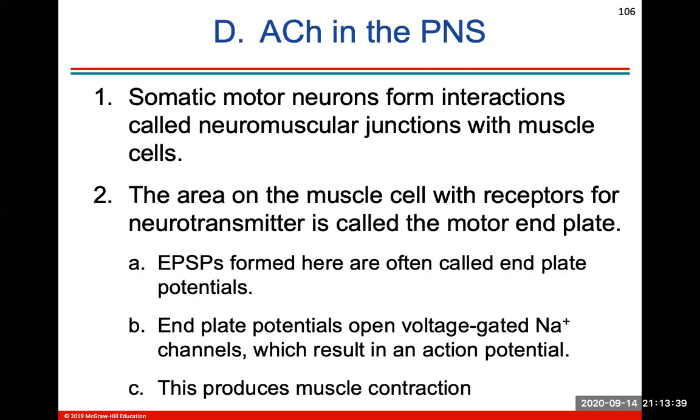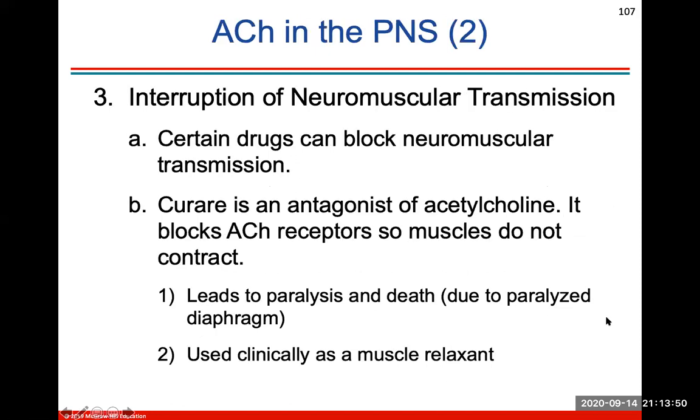Somatic motor neurons form interactions called neuromuscular junctions. Remember, a somatic neuron always innervates a skeletal muscle. So these are important to innervate skeletal muscle cells. There are certain drugs that will block neuromuscular transmission. Curare is an antagonist of acetylcholine, so it will block the receptors. Acetylcholine can't attach to those receptors, so muscles will not contract.